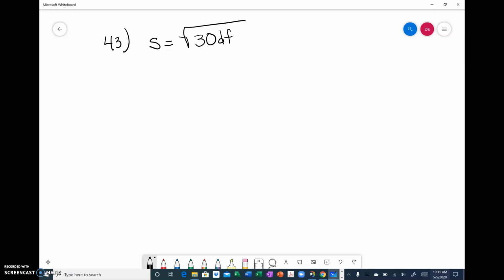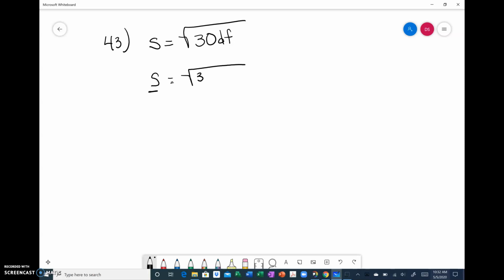So we're going to have some variables we have to substitute numbers for, where S is the speed of the car, D is the distance or the length, and F is the coefficient of friction. Don't let that freak you out. You're just going to plug in what you know, okay? It says to find the speed of the car. So we are going to have S as the variable that we are solving for.